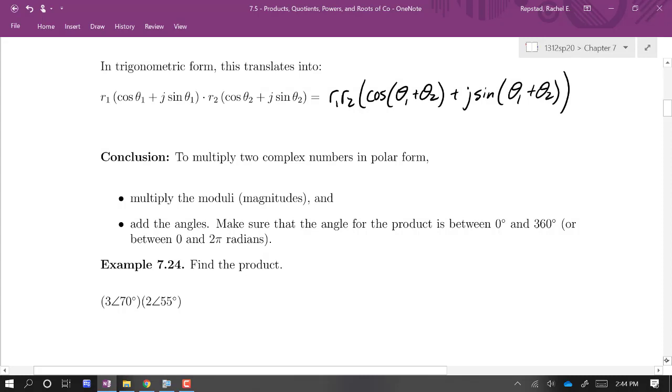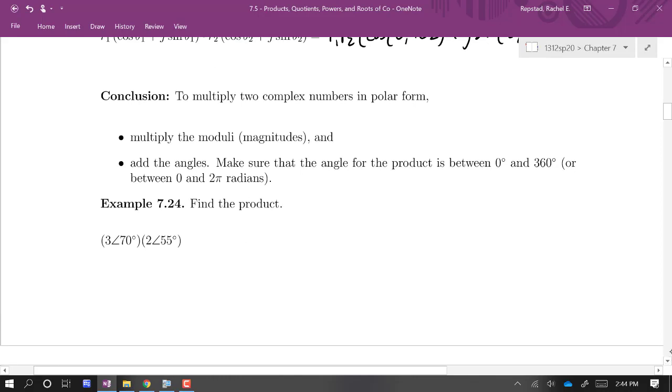So let's begin. Here they're asking us to find a product. These two numbers are given to us in polar form. Look how little room I left for us to do this, because it's going to be simple. What we just derived up there is the fact that all we need to do is multiply the two r values, so 3 times 2, and then add the angles. 70 degrees plus 55 degrees. This gives us 6 at an angle of 125 degrees.